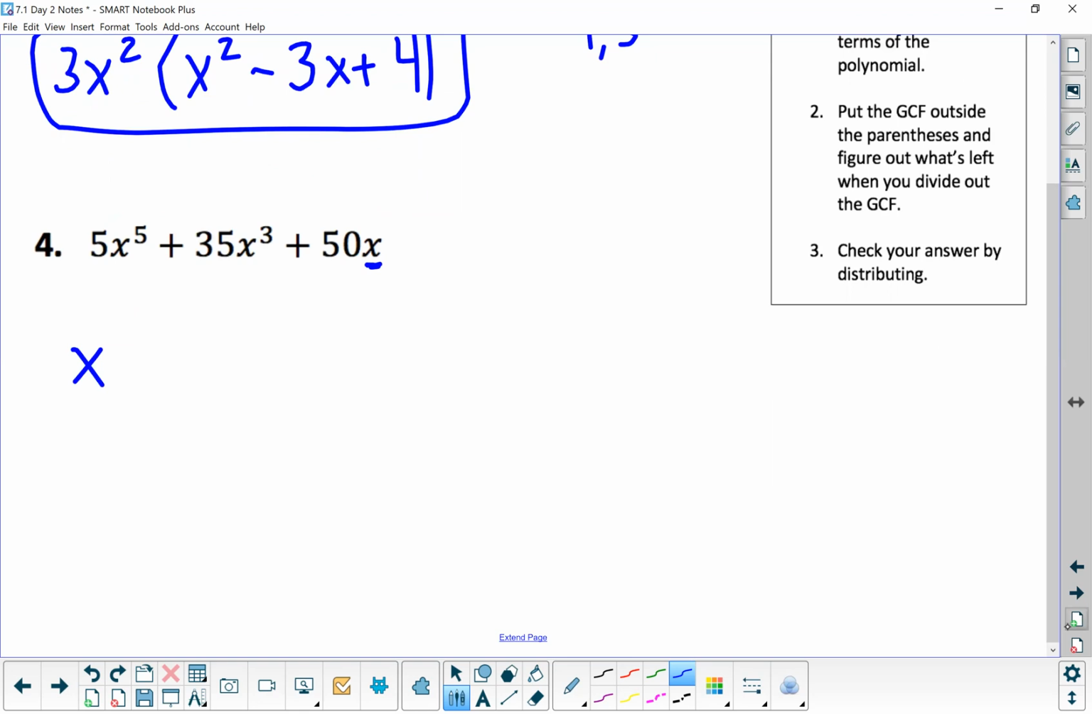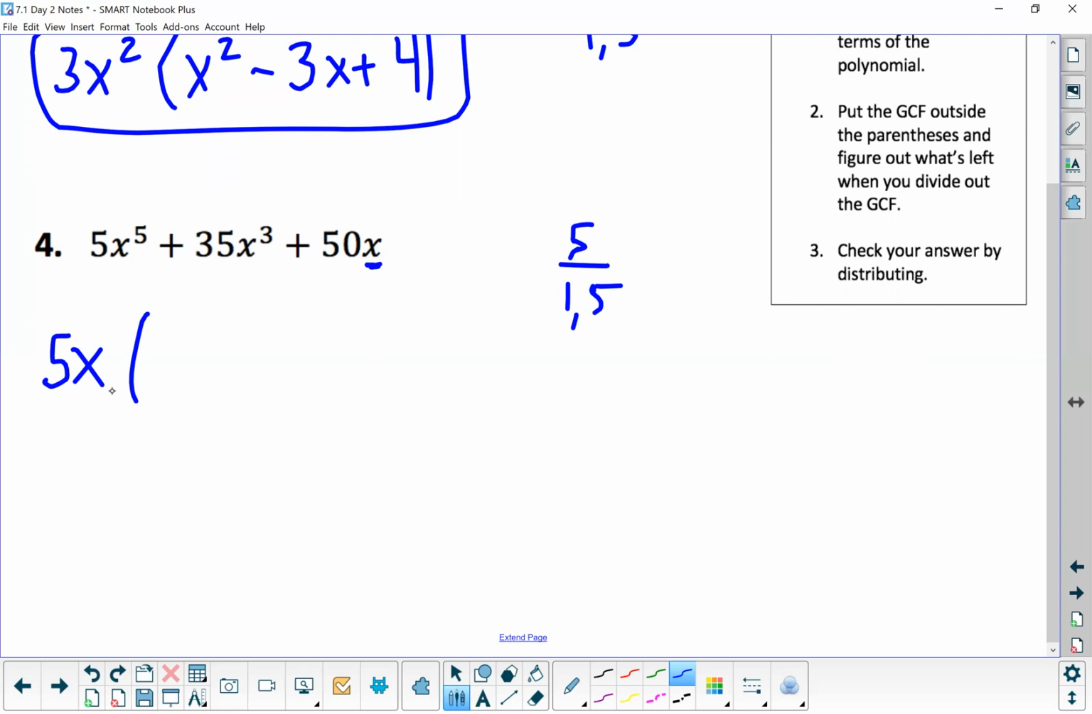What's my smallest coefficient? 5. And if I look at the factor pairs for 5, that would be 1 and 5. So I'm going to check, does 5 evenly divide into 35? Yep, right? The rule for dividing by 5, it has to end in a 5 or a 0. So it works here. Does 5 divide evenly into 50? Yep. So 5 is also part of my greatest common factor.